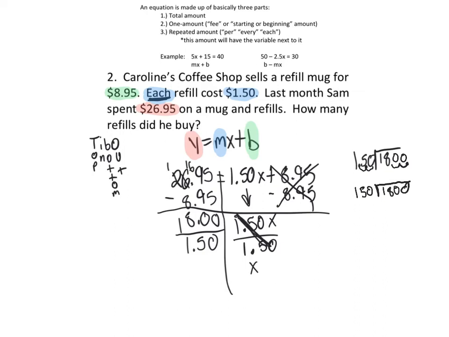So now we have 150 divided into 1800. 150 goes into 1 0 times, into 18 0 times, into 180 once. So we subtract. We get 30. Bring down the 0. 150 goes into 300 twice. And that's perfect. So last month, Sam had 12 refills, so 12 equals x.